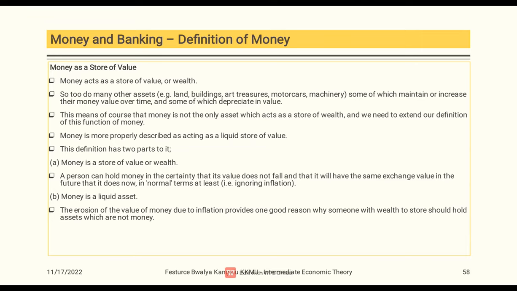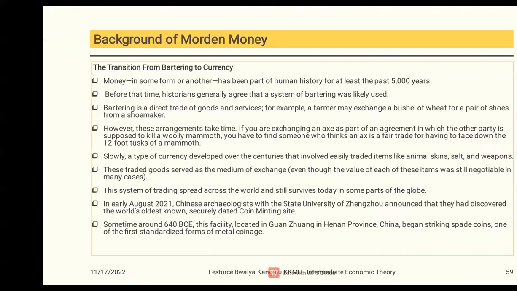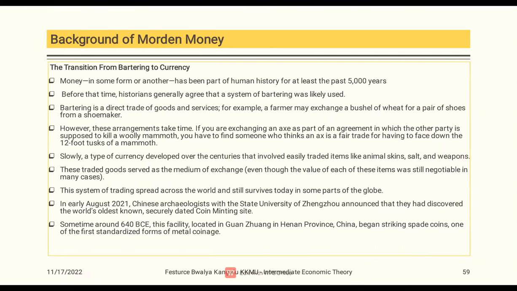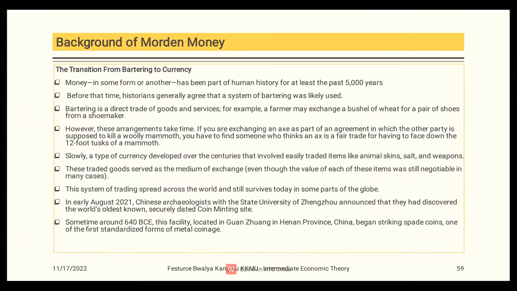Now, when you say liquidity, it is actually the rate at which you can convert money into what? Into cash. Liquidity of anything or an asset is the speed at which you can convert that thing into cash. When you say something is liquid, meaning you can easily convert it to what? Cash. Cash itself is liquid.